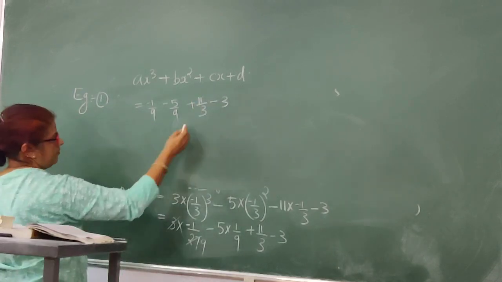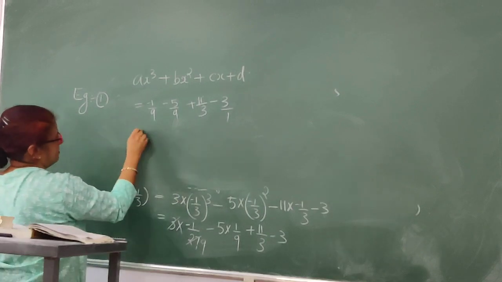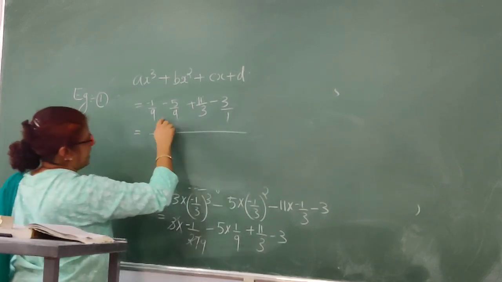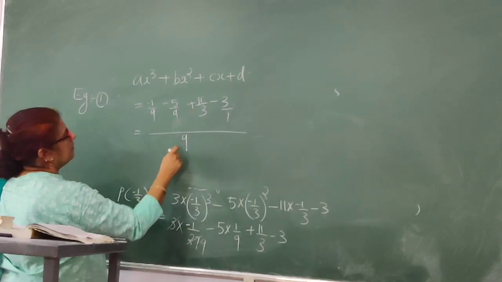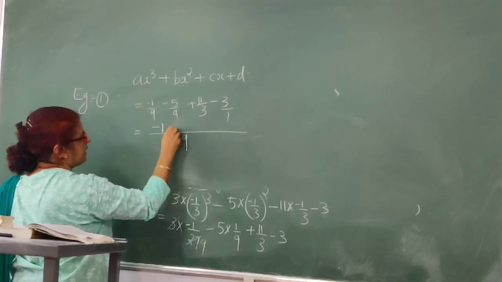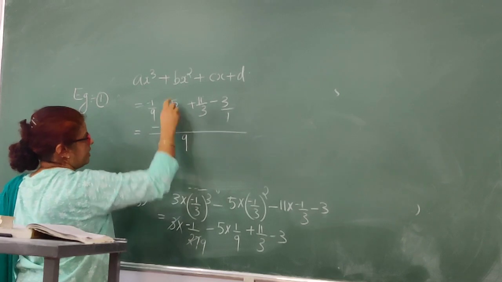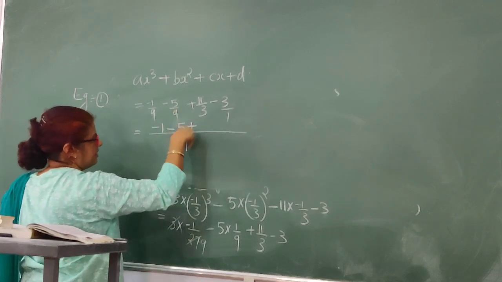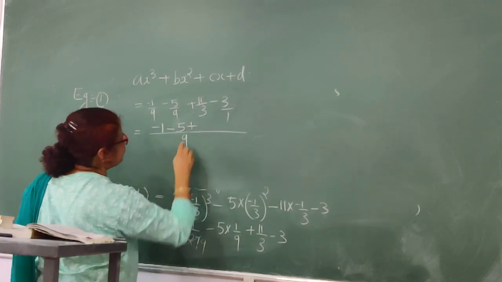Okay. Now we are going to find the LCM. LCM of 9, 3 and 1 is 9. 9 divided by 9 is 1, 1 into minus 1, minus 1. 9 divided by 9, 1 into minus 5, minus 5. The sign here is plus.